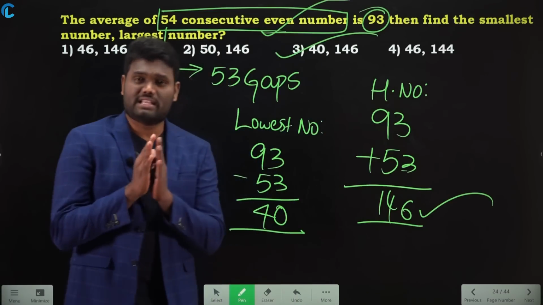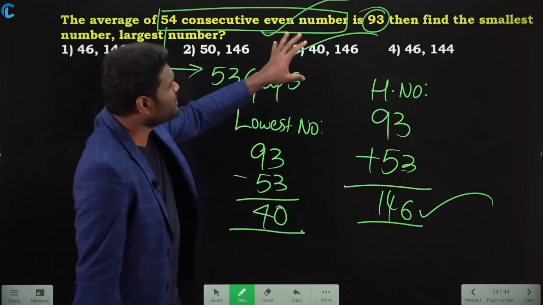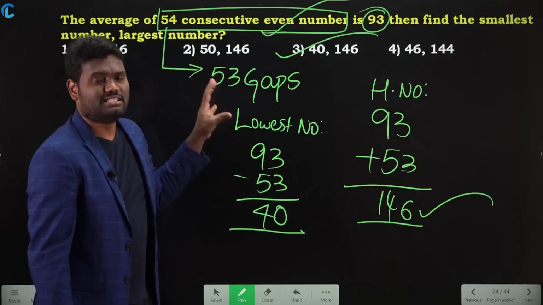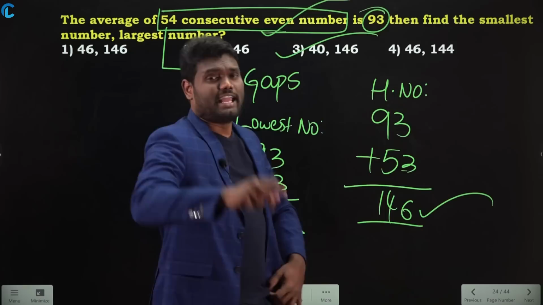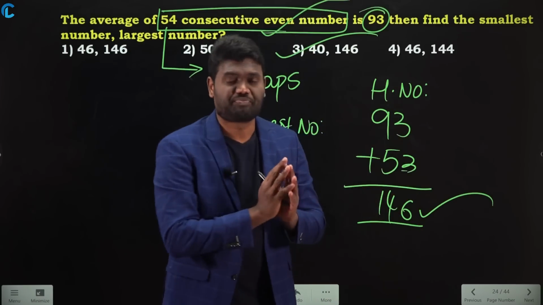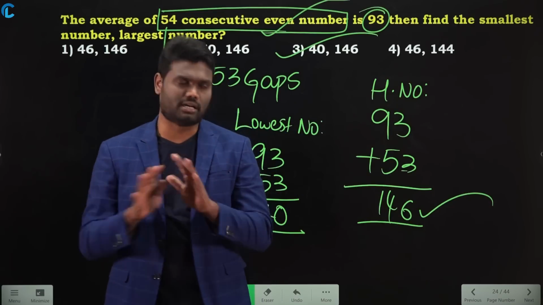Okay. Very, very simple. Whenever the question is about consecutive even numbers or consecutive odd numbers, just take the number of gaps. If they ask you for the highest number, then add the number of gaps directly. If they ask you for the lowest number, subtract the number of gaps directly. That's it. Nothing more than that.